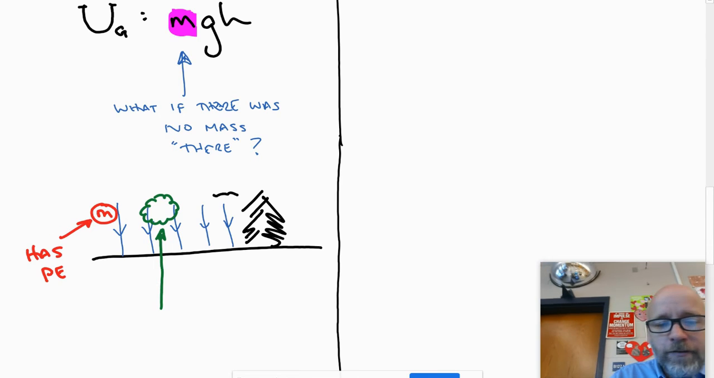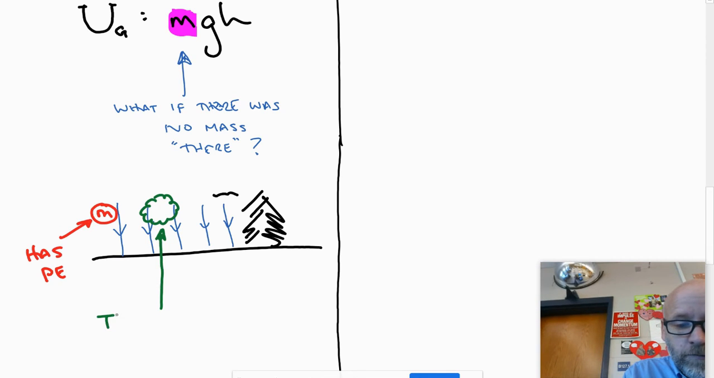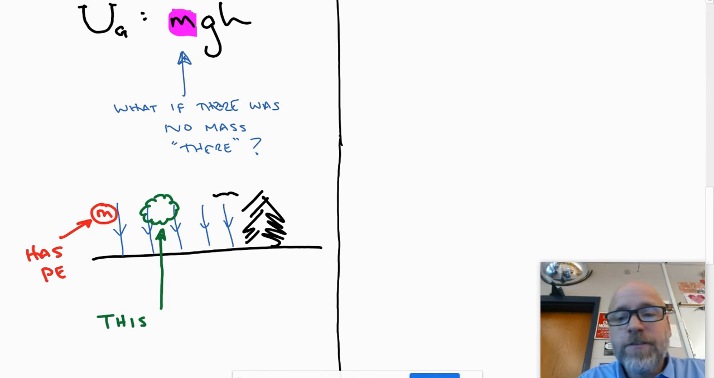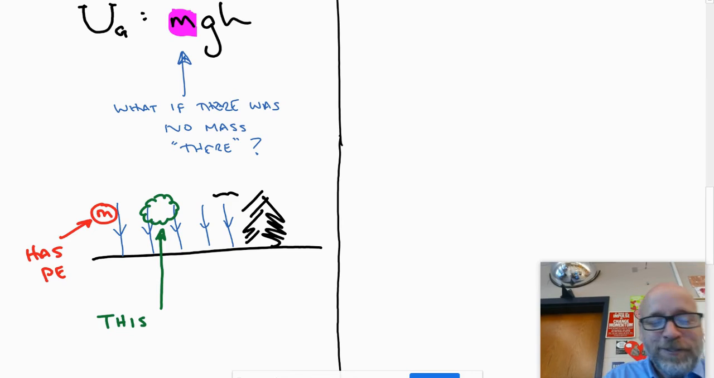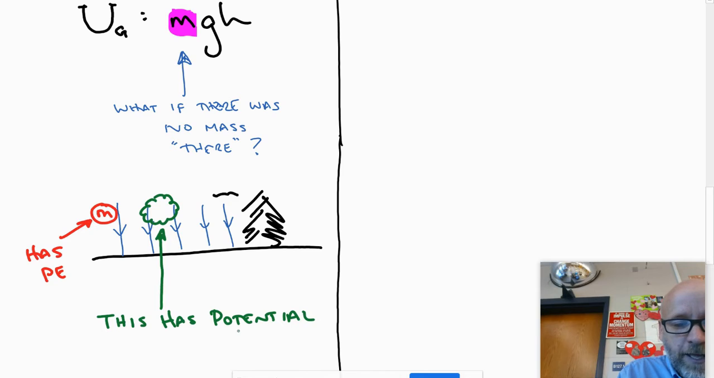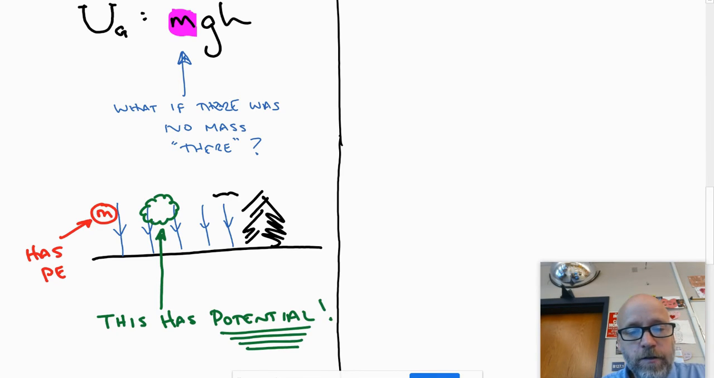This spot has potential. Just like some of you. No, I'm just kidding. This has potential. Not potential energy. It has potential.